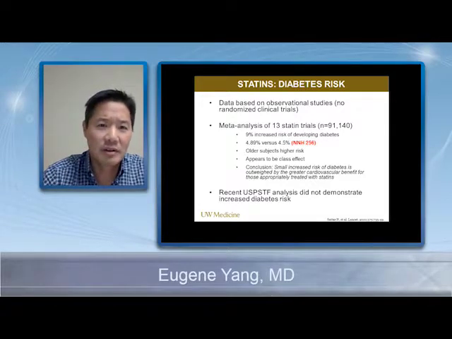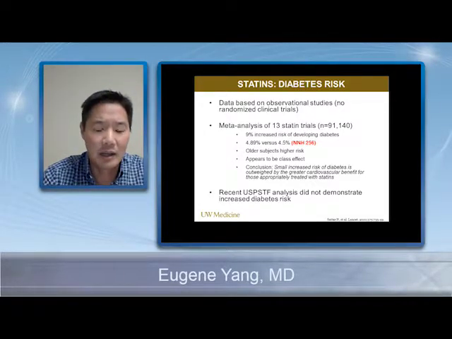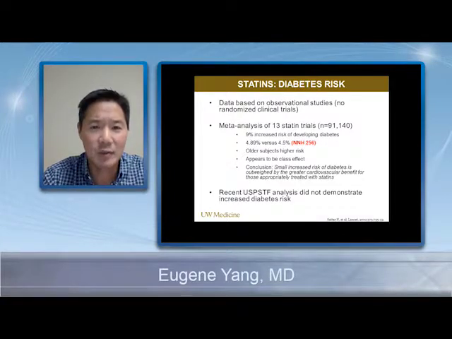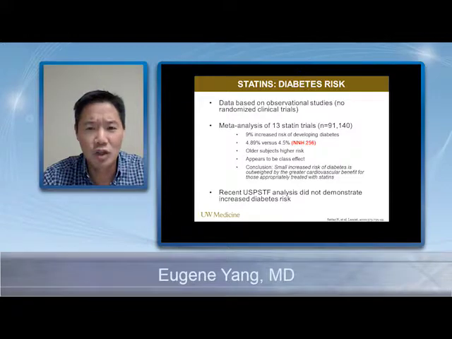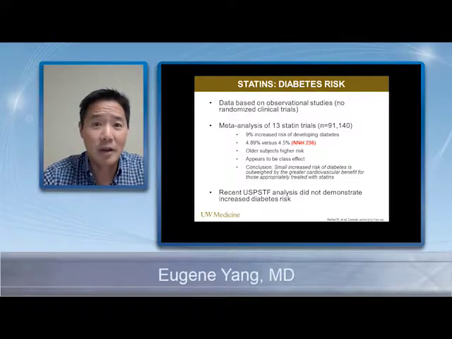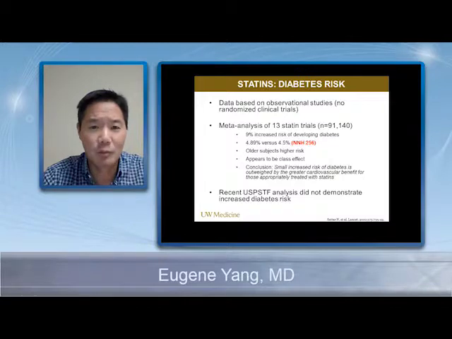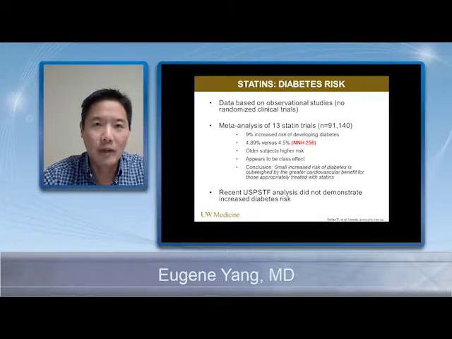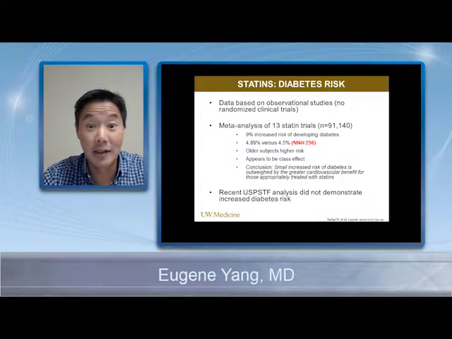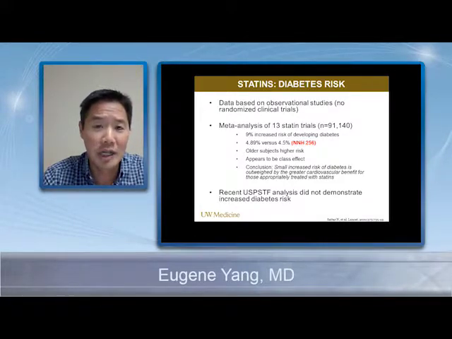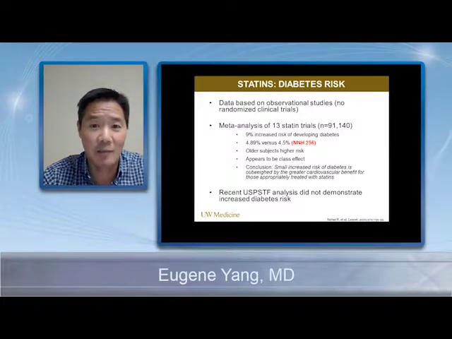So there has been a lot of concern about some association between statins and diabetes risk, primarily based on observational studies, not based on randomized prospective clinical trials. A meta-analysis of 13 trials that was published a few years ago found about a 9% relative increased risk of developing diabetes. If you look at the absolute risk between those who were on statins versus those who were not, you can see the number needed to harm was 256, meaning that for every patient that had developed diabetes, 255 patients did not develop diabetes who were treated.